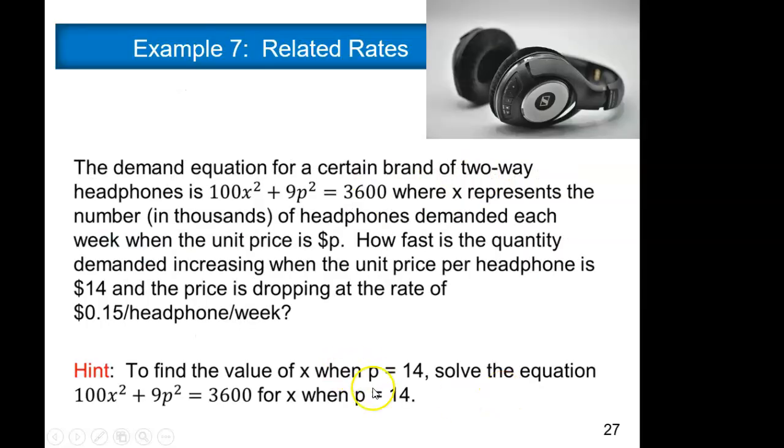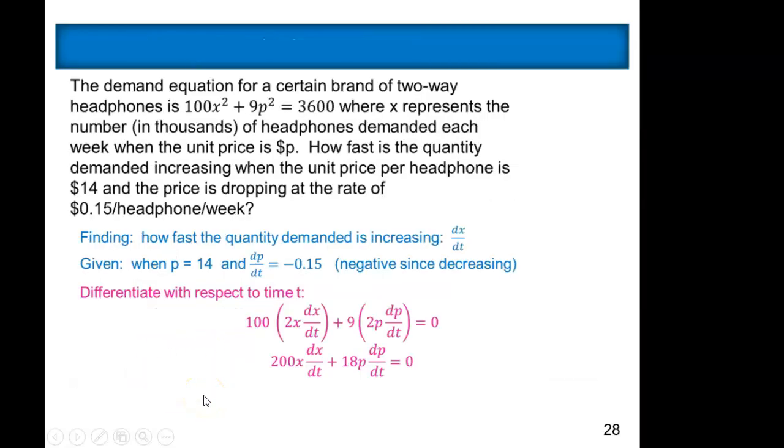Okay, last problem here. A demand equation for a certain brand of two-way headphones is given. X represents the number in thousands of headphones demanded each week when the unit price is so many dollars. How fast is the quantity demanded increasing when the unit price per headphone is 14 and the price is dropping at the rate of 0.15 per week? And then we've got this hint that's provided here.